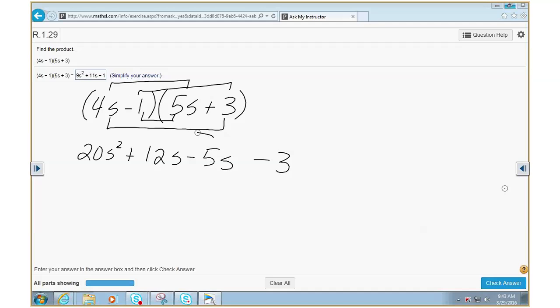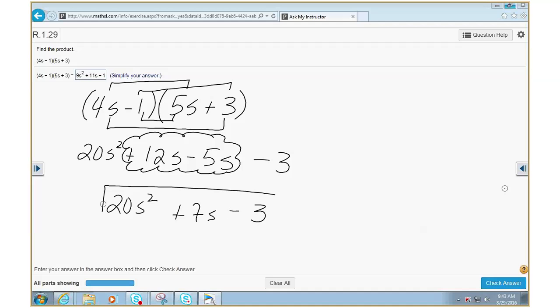These two guys will usually, 75% of the time, they'll usually what? Combine. And you got 12s minus 5s, that's what, 7s. So 20s squared plus 7s, check 12 and 5. I think that's 7, isn't it? Yeah. Because I can't subtract 5 very well. Minus 3. Yeah, it should be, right?